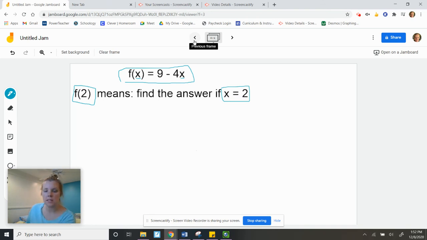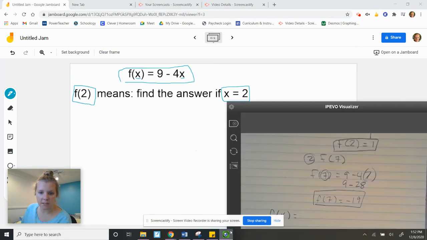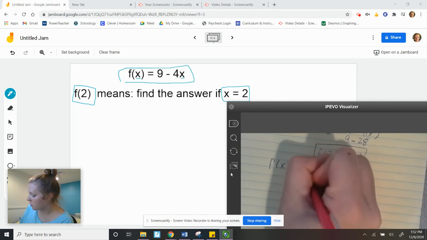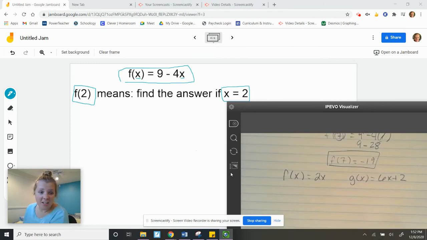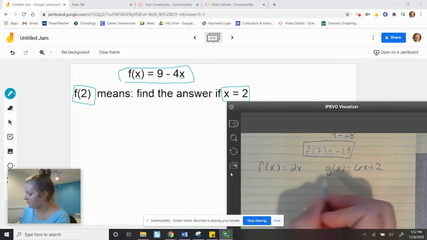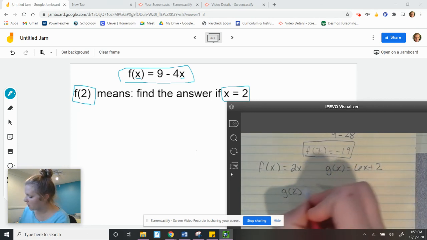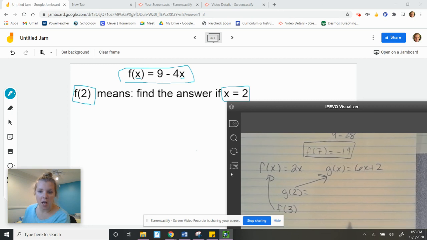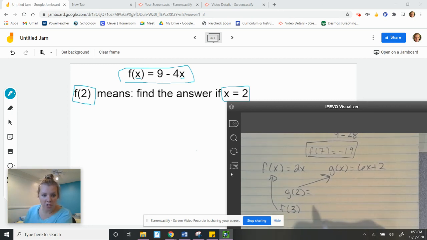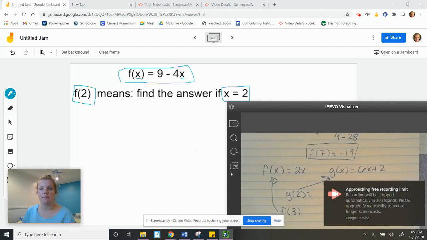So with functions, you can have like f of x is equal to, you can't see what I'm writing, hold on, f of x is equal to 2x, g of x is equal to 6x plus 2, and then I could ask you all kinds of questions. If I said g of 2, that means go to the g equation and plug in a 2. If I say f of 3, go to the f equation and put in a 3. So the letter is going to match the question. And it's like a direction. Go to the g function and put in a 2. Go to the f function and put in a 3 in that case.